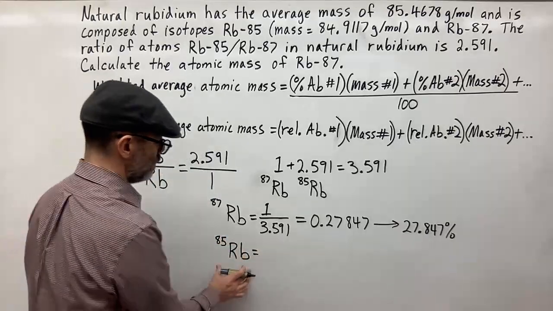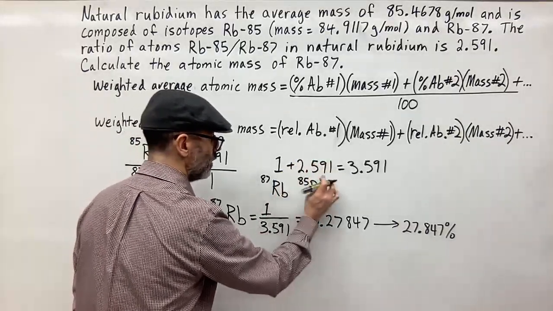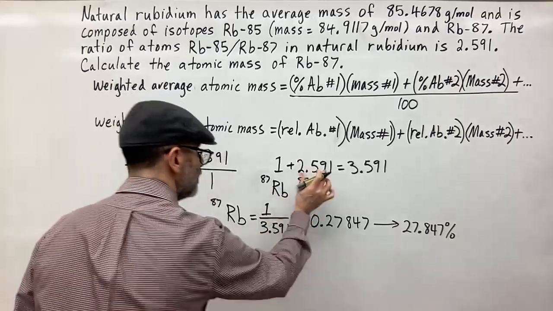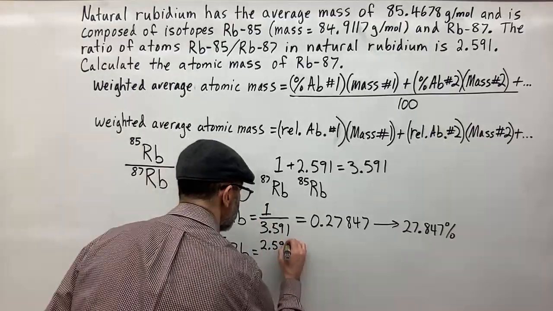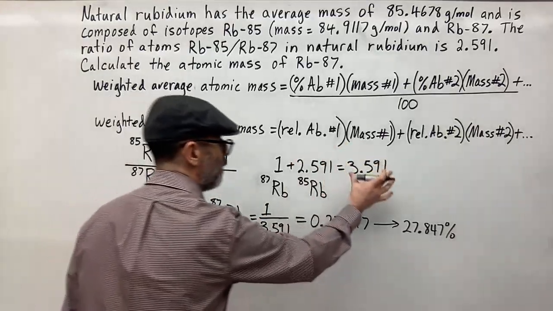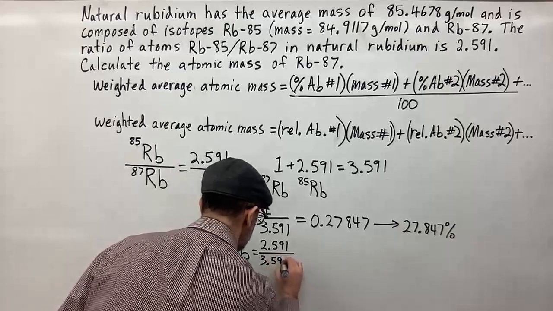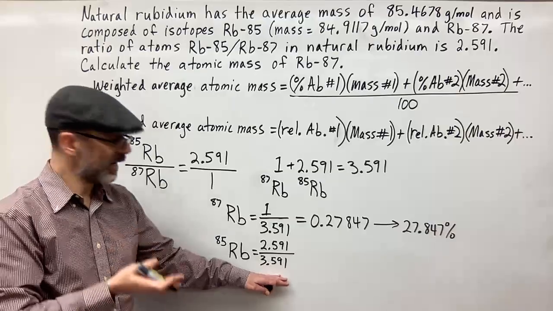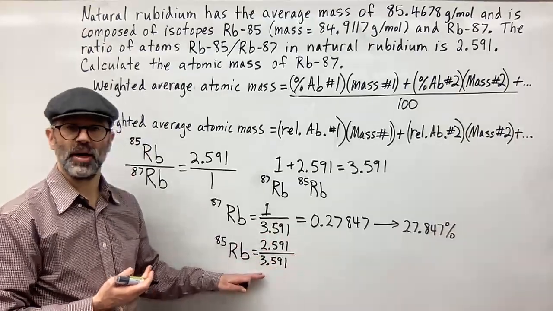So in this case, just to show it again, I'm going to take this. This is the part for the rubidium-85, which is what I'm trying to find. So I'm going to take the part, 2.591, and divide that by the whole, 3.591. This gives me the relative abundance, or the fractional amount. Again, if I multiply this by 100, I would get the percent abundance.